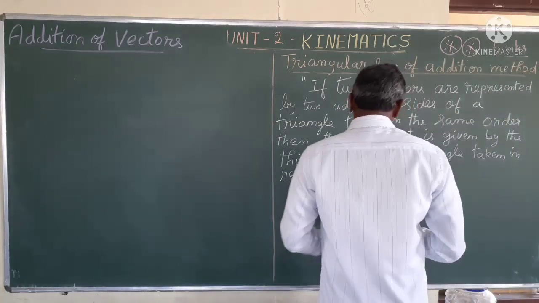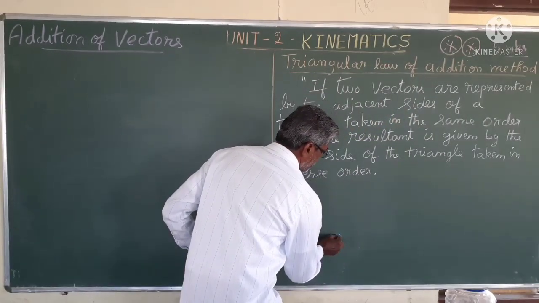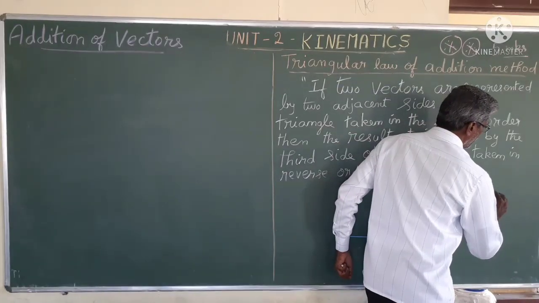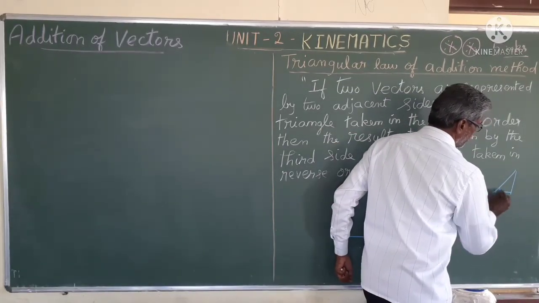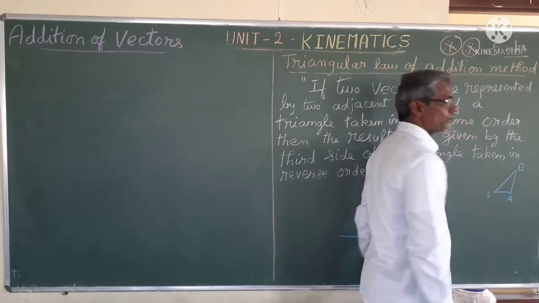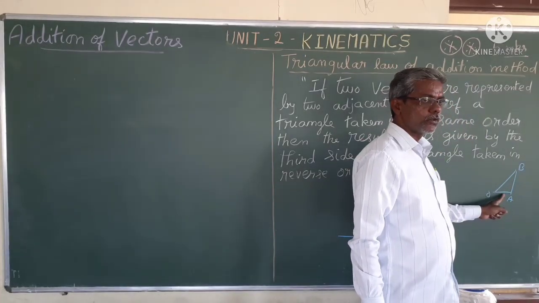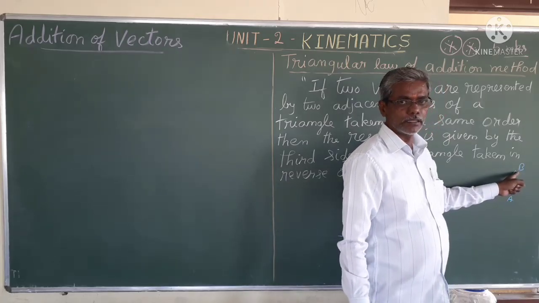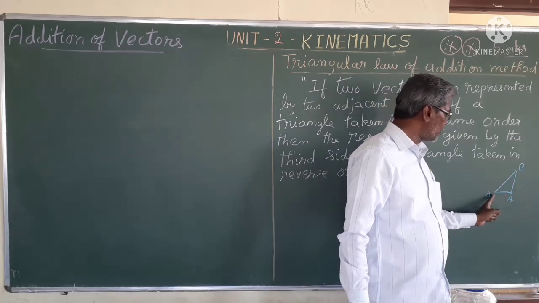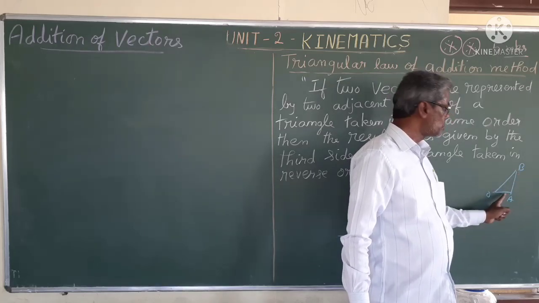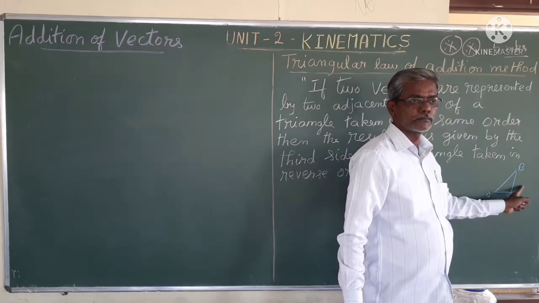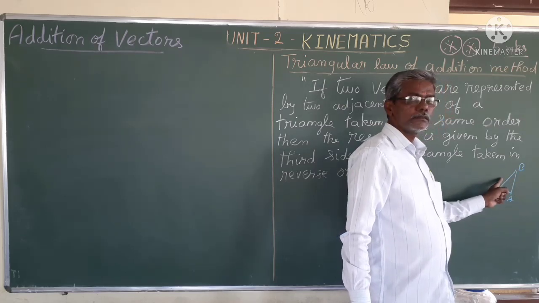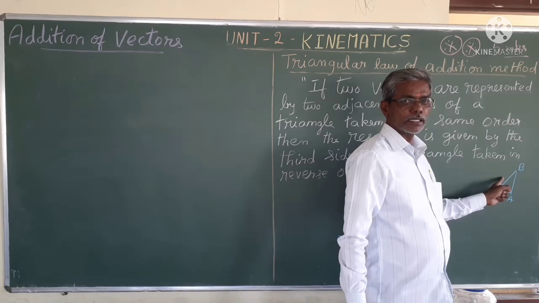Now, let us consider, before going to the diagram, I will take a triangle. OA is one side, AB is another side, OB is the third side of the triangle. This OA and AB, if I take, these two are adjacent sides. If I add these two sides, then I will get the resultant, that will be the third side.